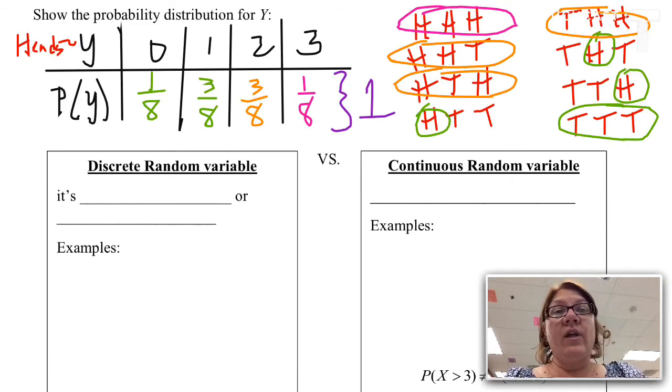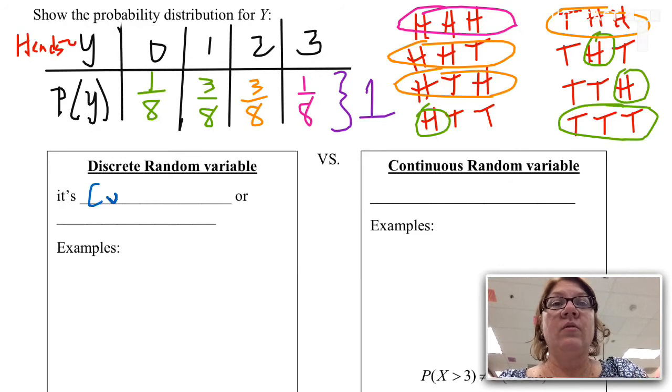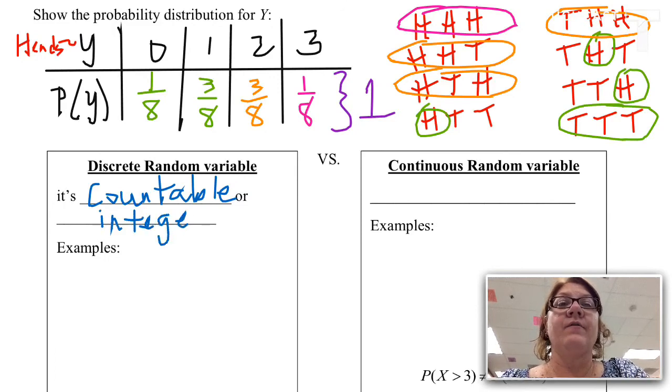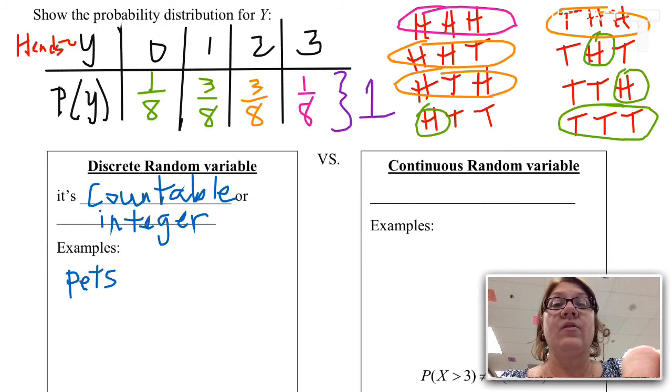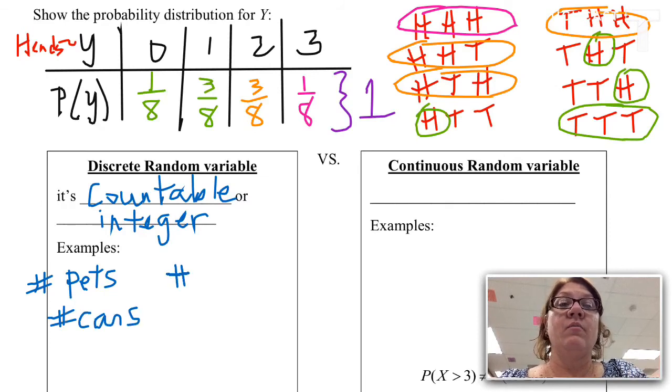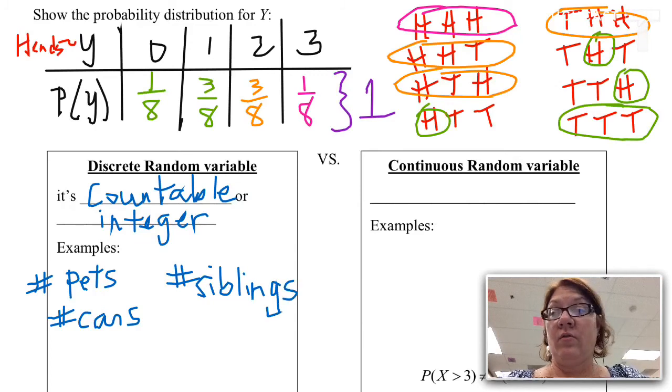So now, discrete random variable versus continuous random variable. Discrete random variables are countable, or we could say they're integral. In other words, they're integers. So I can't have 2.5. And so examples of discrete random variables would be the number of pets, or the number of cars, or the number of siblings. Although, you know, we might debate whether our sibling is a full mental faculty or not. But you do in fact have a whole sibling if you have one.